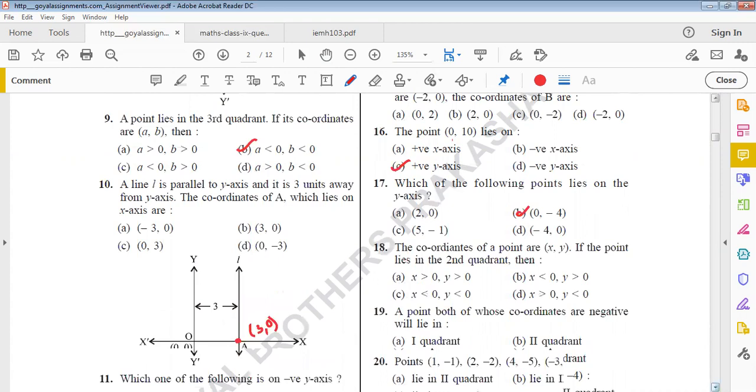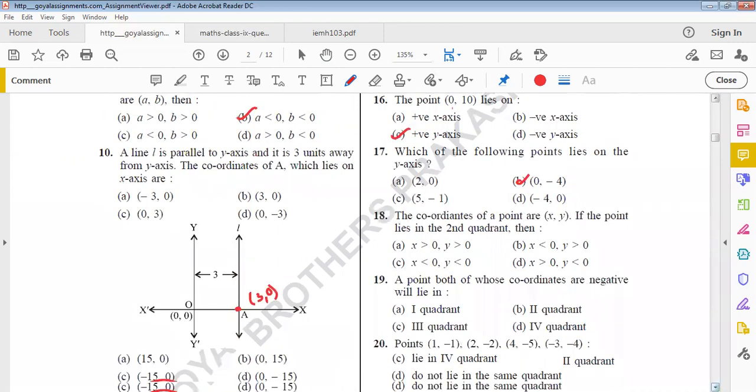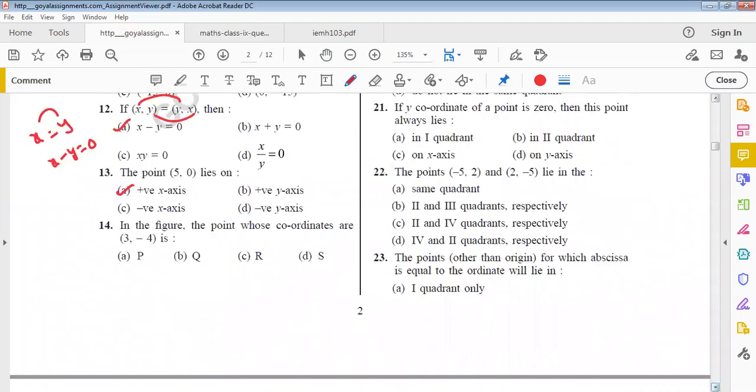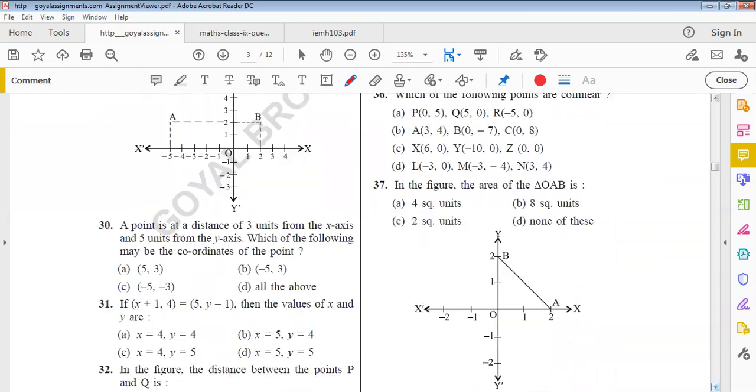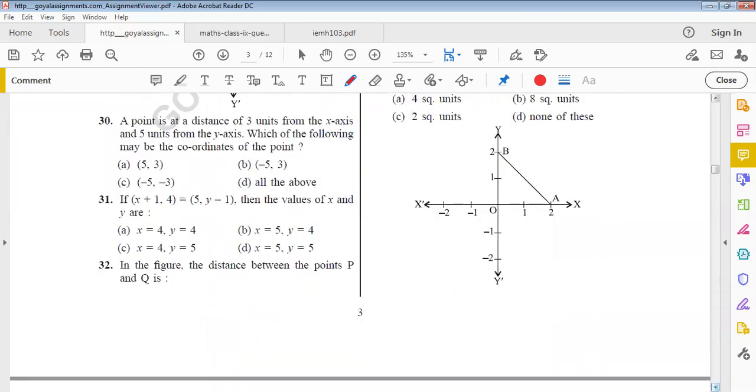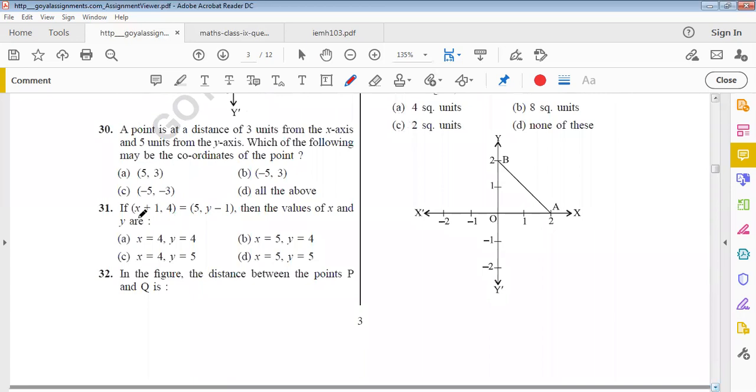This all we have learnt, children. Next, this also we have learnt. 28, 29. Next one. Here you have to compare both.